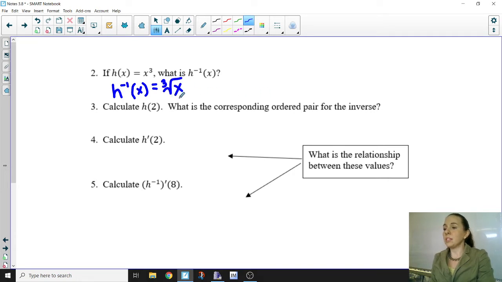In number 3, we're asked to calculate h of 2. Calculating h of 2 means subbing 2 in to the h of x function where we see x. And so that's 2 cubed, which is 8.